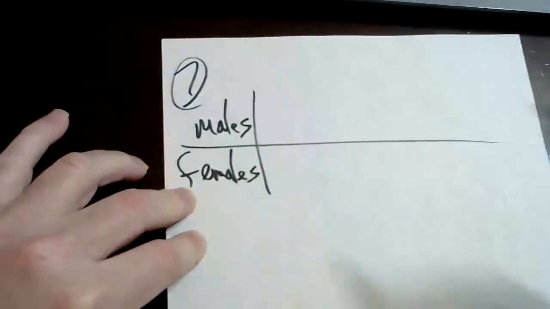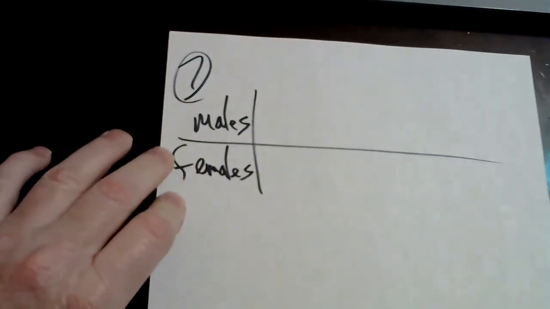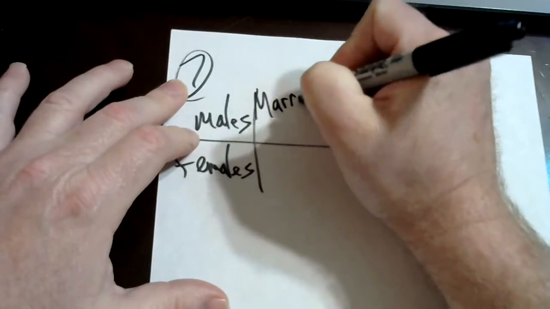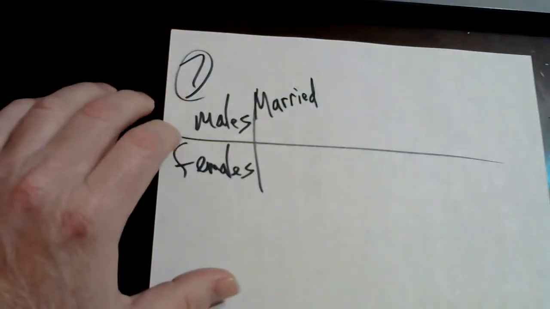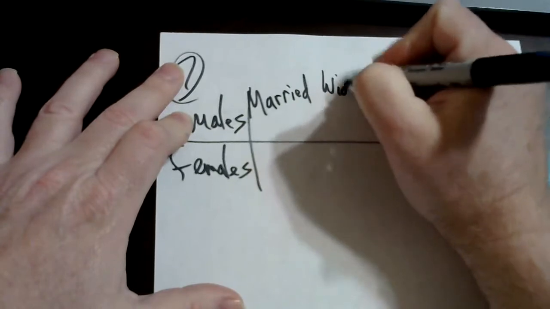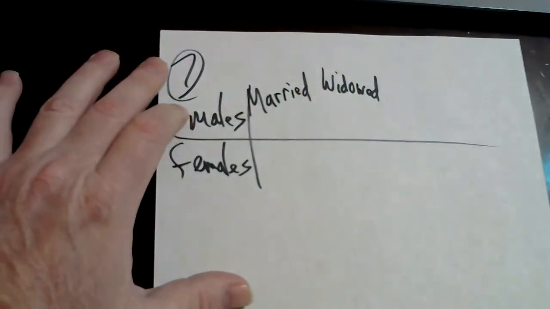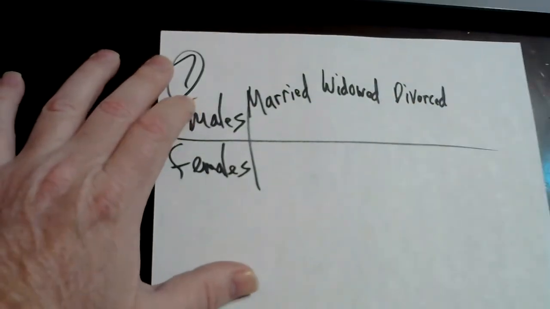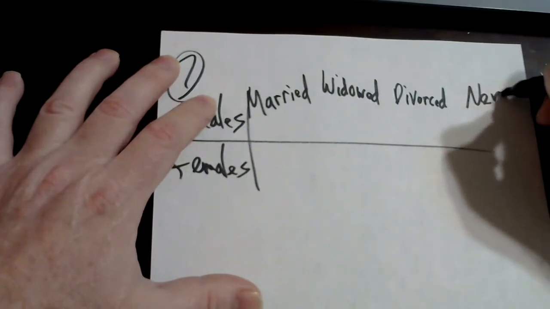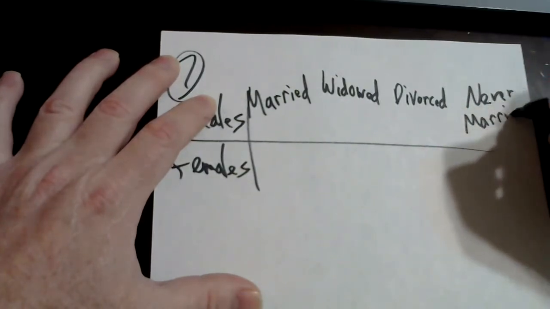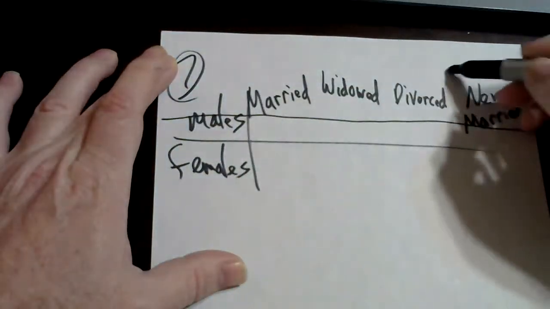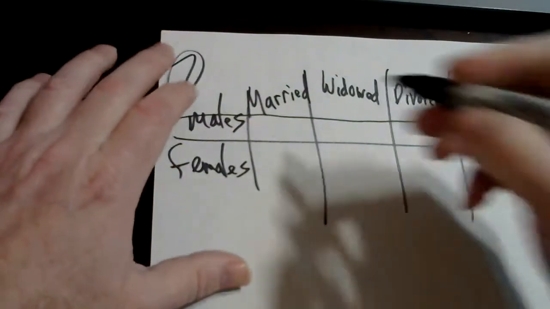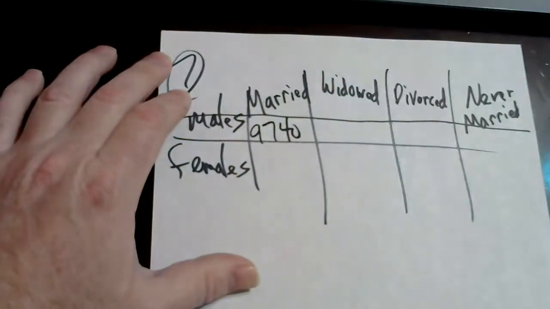So we have two categories horizontally, males and females. And it looks like we have four categories vertically. The first one is married. And then we have widowed. And then we have divorced or separated. I'll just say divorced. And then we have never married. All right. And then we fill in the table with numbers. So this first one is 9740, and we'll go ahead and fill it in.